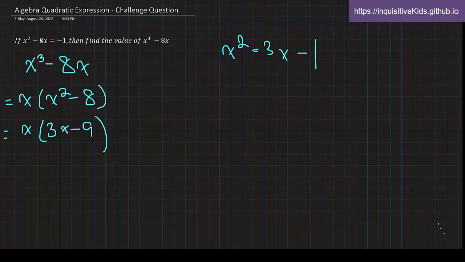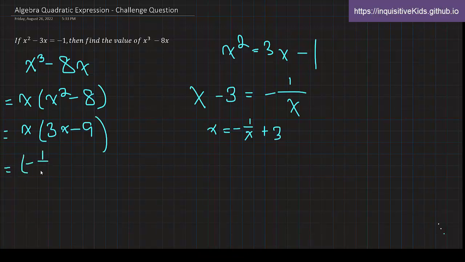Let's first try to divide both sides by x. So on the left side, we have x minus 3 is equal to negative 1 over x. So because of that, we know x is equal to negative 1 over x plus 3. So now we can apply this again into what we have over here, this x. So we have negative 1 over x plus 3 times the difference between 3x and 9.